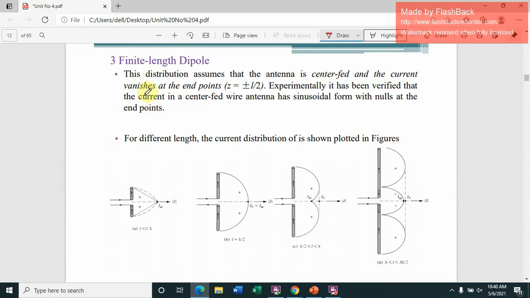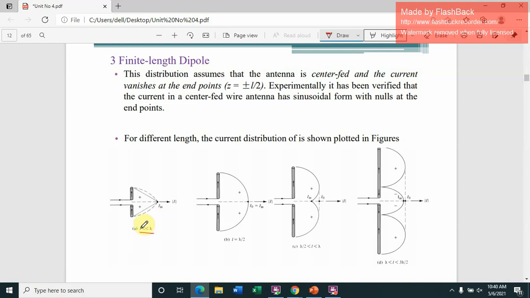Now this time there is a current distribution. I assume that the antenna is center fed and the current vanishes at the end points, which are at plus or minus L by 2. It has been verified experimentally that the current on a center-fed wire antenna has a sinusoidal form with a null at the end points. For different lengths the current distribution is as shown in the figure, and it depends upon the length of the antenna.